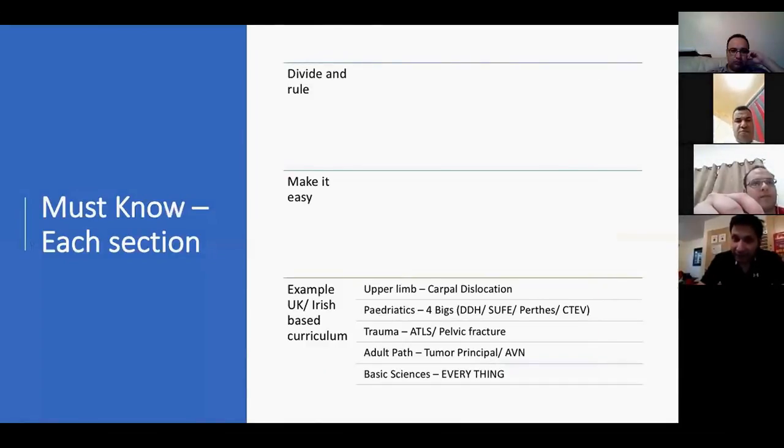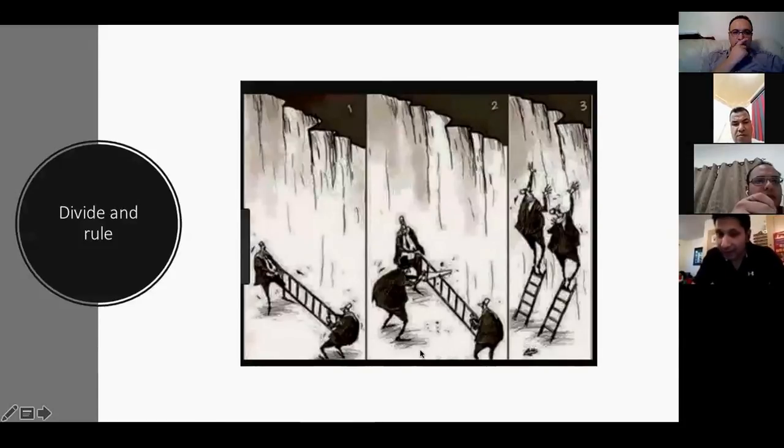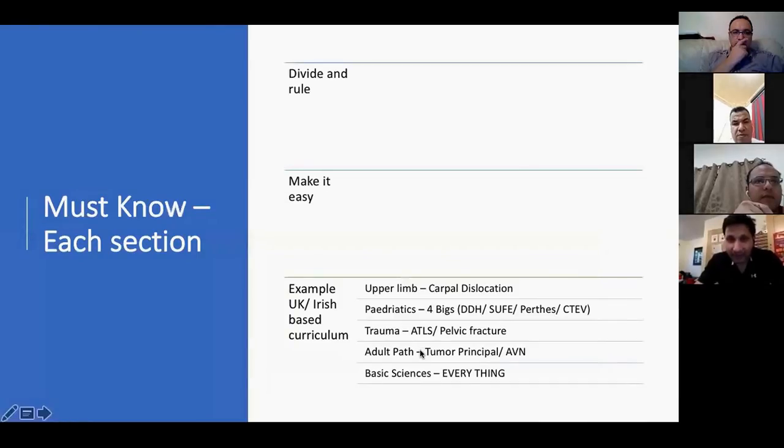It's a British exam. You can rule this exam by dividing it. You can't spend a lot of time on one subject and not spend time on the other subjects, because if you do that, then you will never be able to finish the curriculum, and you will never be able to come to the cliff here. So divide and rule the exam. When you divide it, it will make it easy. It's a UK and Irish based curriculum exam as well.